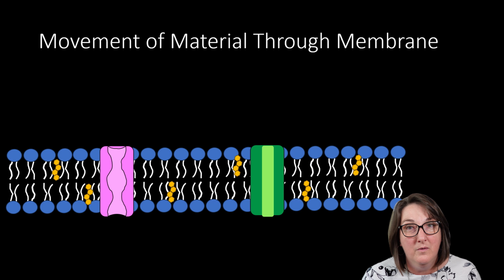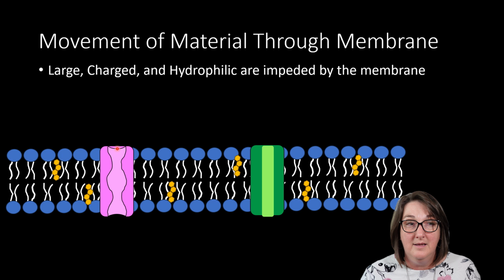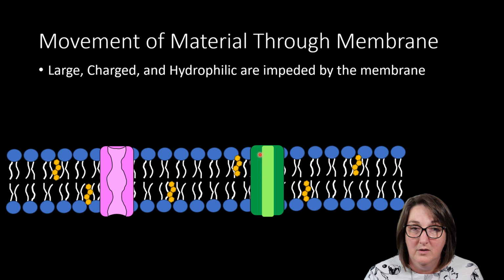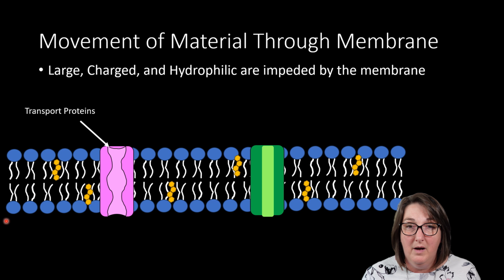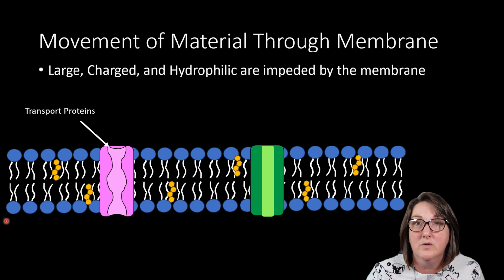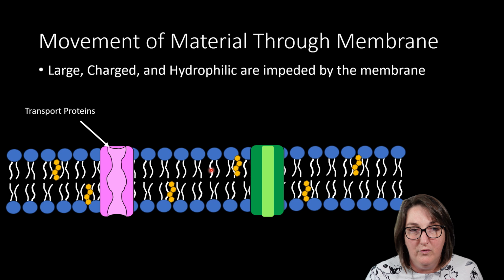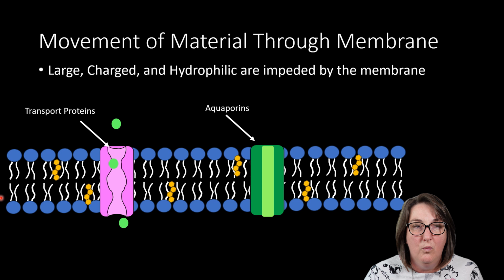Now, if I have bigger ones, if it's large and charged, it can't go through. So large ones are going to be too big. They have to go through some type of transport protein. If they are charged, which means they have a positive or a negative charge, remember, those are going to be polar. They're going to attract water molecules to them, and they're not going to want to go through this part right here. So I can have stuff go through this transport protein, but what are really good transport proteins are what are called aquaporins.